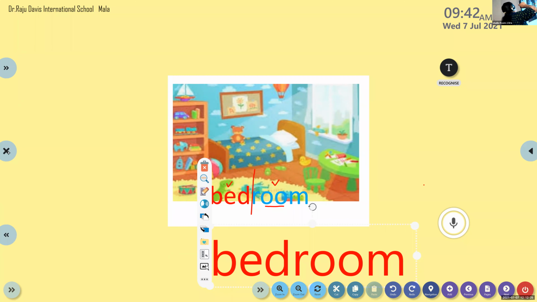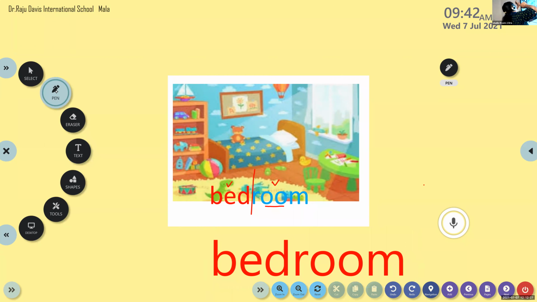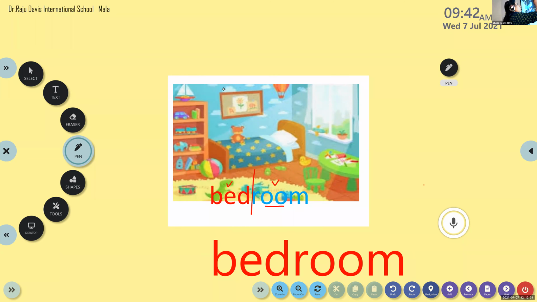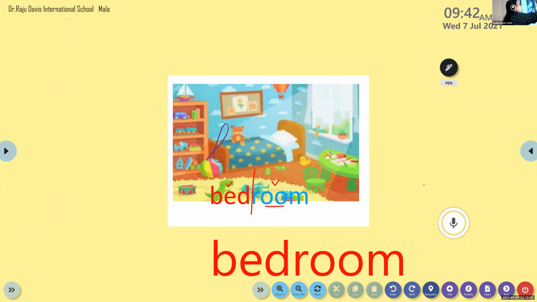So when we write, all of you please do take your pencils in your hand and write this word. Yes, now we are moving on to the spelling of the word. Bed, B-E-D, bed. Okay, room, R-O-O-M. So bedroom: bed, room, R-O-O-M. So when we pronounce the word, it is bedroom. Okay? Yes, all of you please do write it.